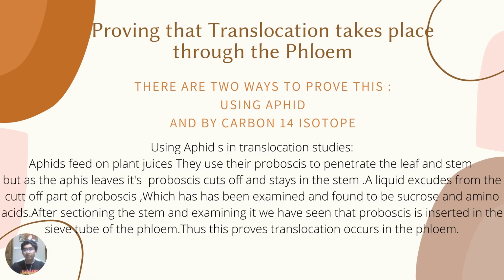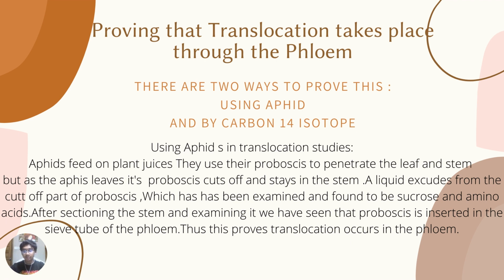Now, how can we prove that translocation takes place through phloem? We can prove it using aphids or using carbon-14 isotope. Now, using aphids: aphids usually feed on plant juices. They use their proboscis to penetrate the leaf and the stem, but as the aphids leave, the proboscis gets cut off and stays inserted in the stem. A liquid may exude from the cut off part of the proboscis, which has been tested, and we have found out that it is sucrose and amino acid.